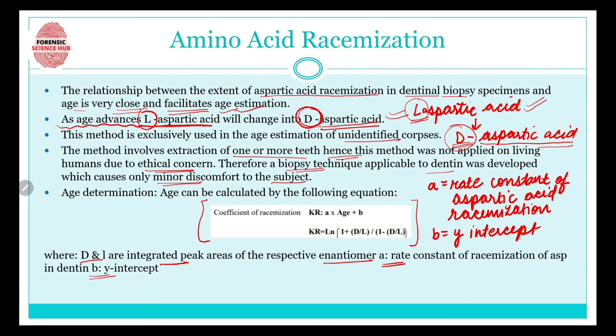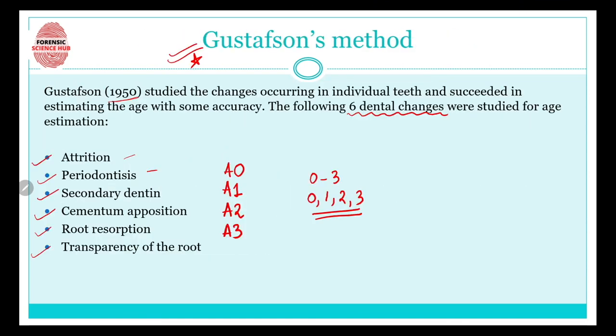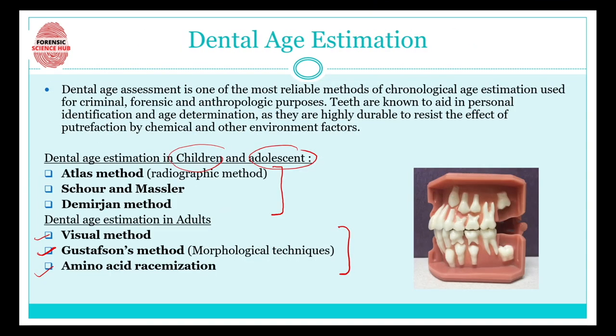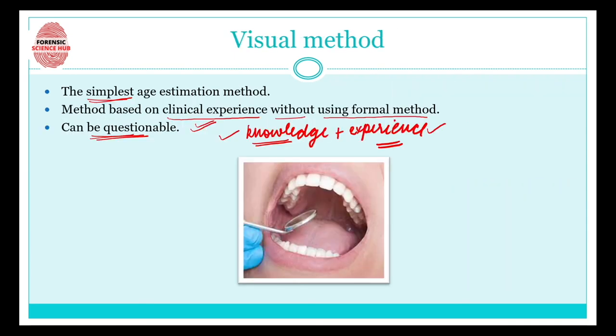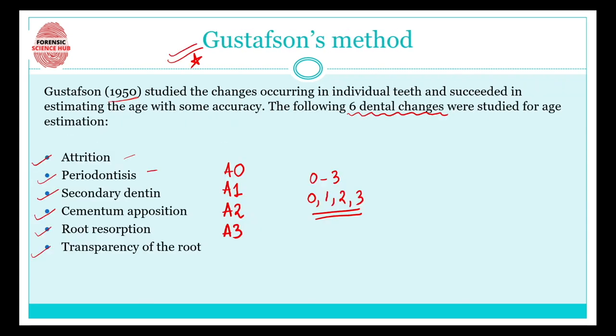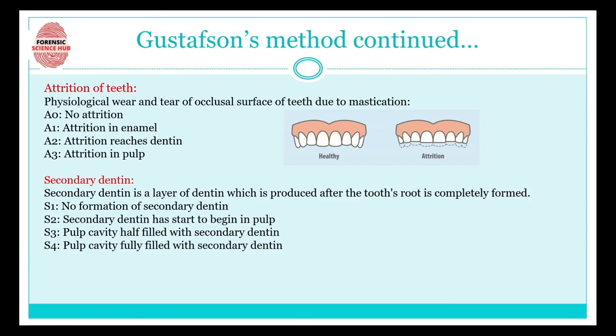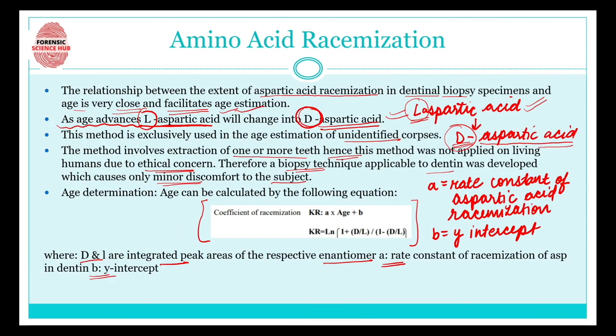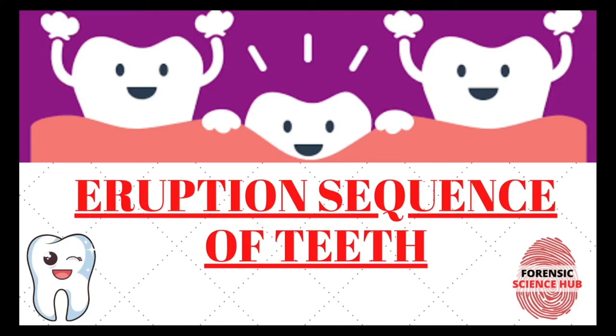So I hope you understood the methods that are used for dental age estimation in adults. First is the visual method, and then the most important one is the Gustafson method, which has already been discussed in a previous video. You can go check that video out. And then there is the amino acid racemization method. Next, the eruption sequence of teeth, both primary as well as permanent teeth.